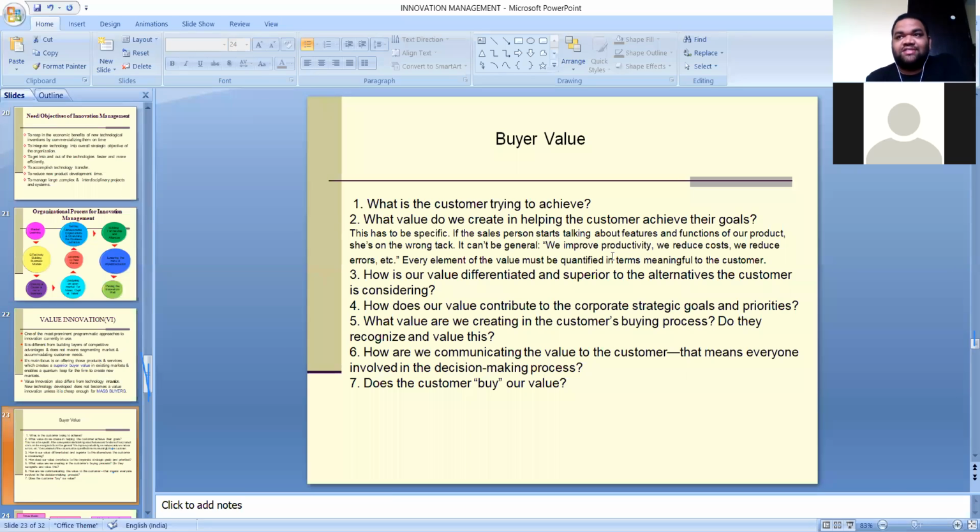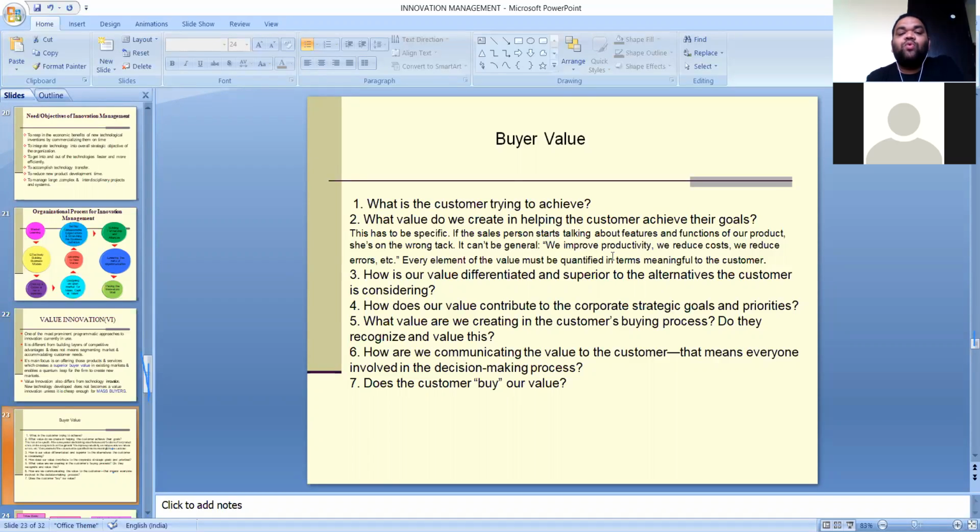Do they recognize and value this? Are customers recognizing whatever value we are creating in the buying process, whatever service we are providing, whatever price reduction, whatever quality, whatever interaction we have? Recognizing and valuing this means that, because of that, they again have to retain. So that is the main thing.